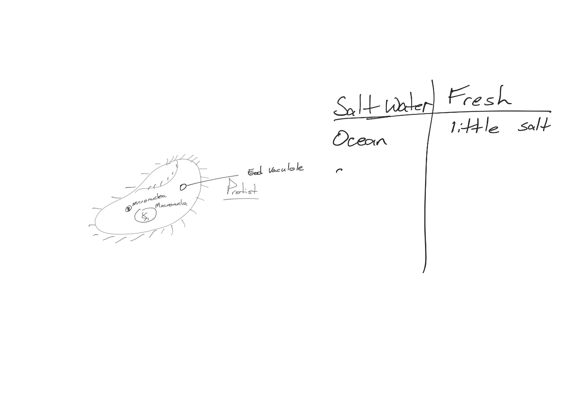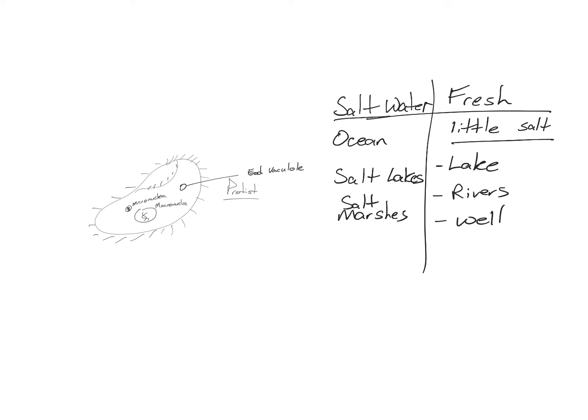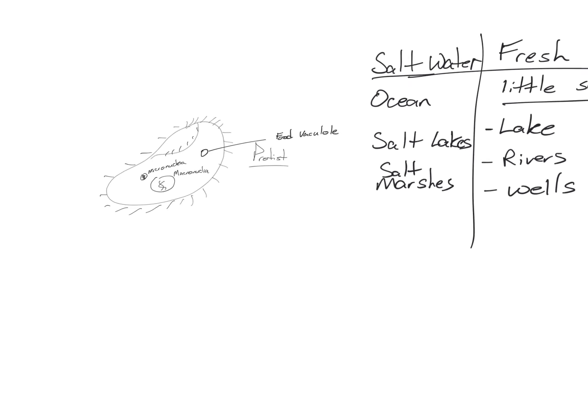There are these Salt Lakes. Salt Lake City, Utah is a good example. There's marshes. Salt marshes also have salt water in them. The places where there's little salt, freshwater lakes like our Lake Erie, rivers tend to have fresh water. And our wells tend to be fresh water.